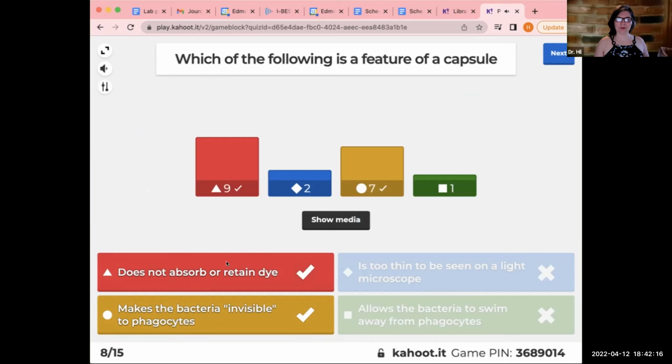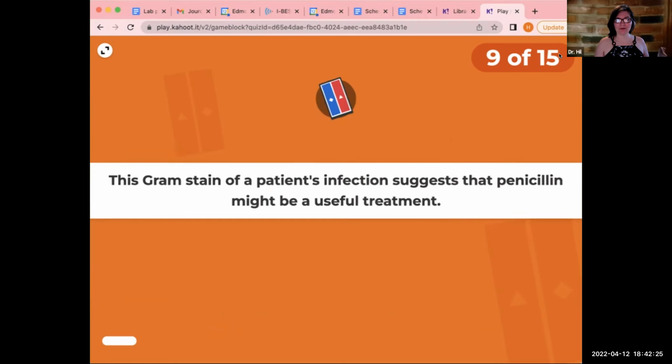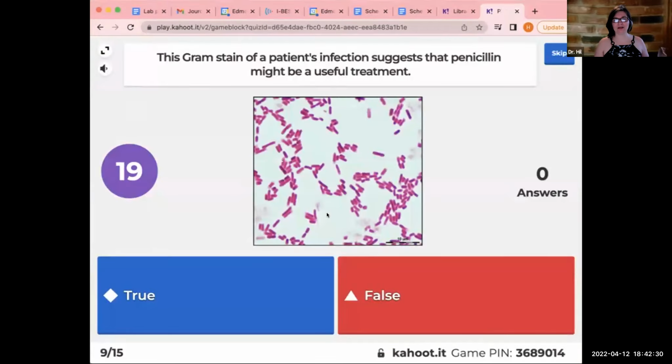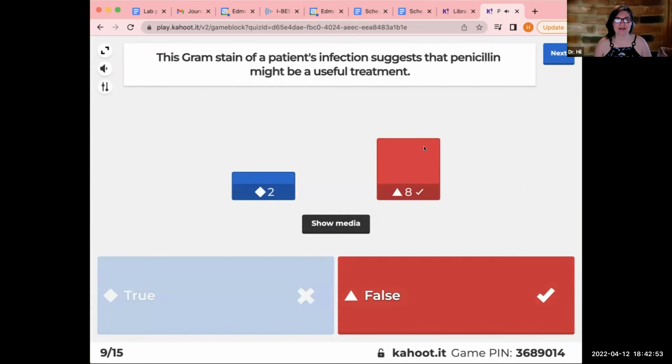That's right. Does not absorb or retain dye. That's why we have to do a negative stain. Makes the bacteria invisible to phagocytes. True or false, this gram stain of a patient's infection suggests that penicillin would be helpful. Now, you might not know what color these are. Remember that in the pink versus purple debate, the purple would be really dark. These are pink cells. Right. Pink cells, gram negative, penicillin resistant, don't use it.